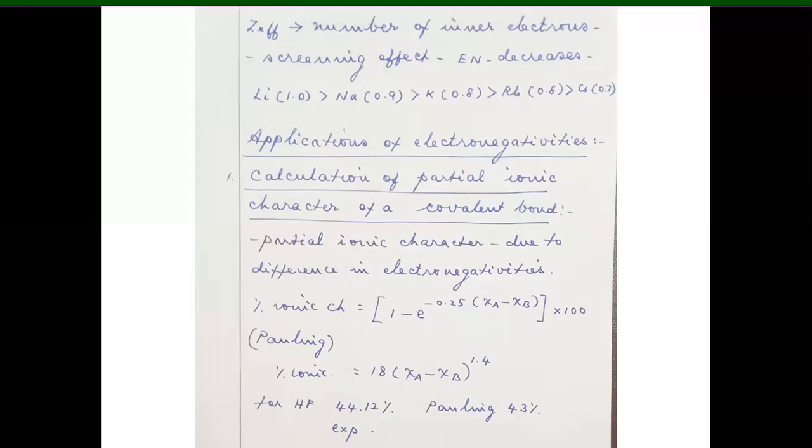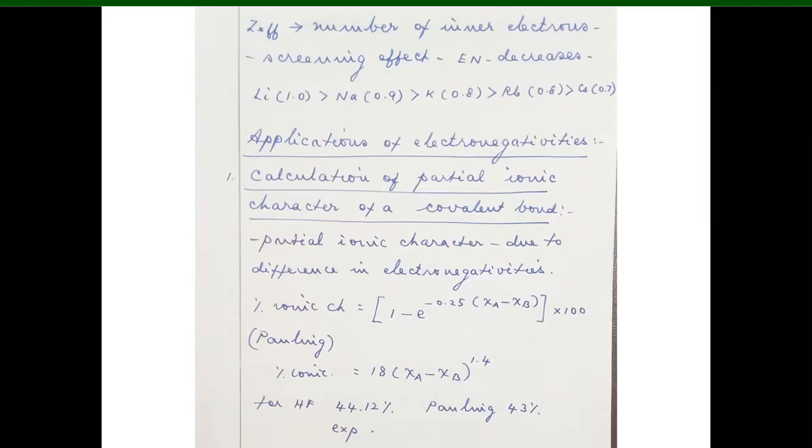So when the electronegativity differences are there, what will happen? The shared pair of electrons are not at the middle or at the center point. They are shifted towards any one of the atoms. So that atom towards which the electron density is shifted will have a partial negative charge, and the other atom will possess a partial positive charge. So because of that, a minute polarity will be induced, and the polar nature is nothing but the ionic nature.